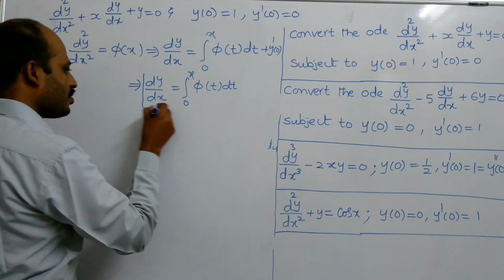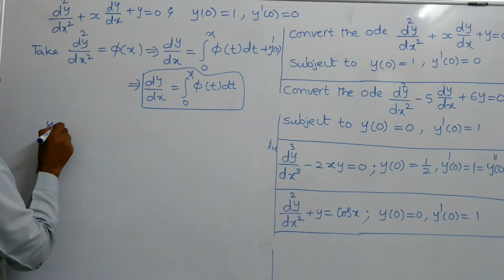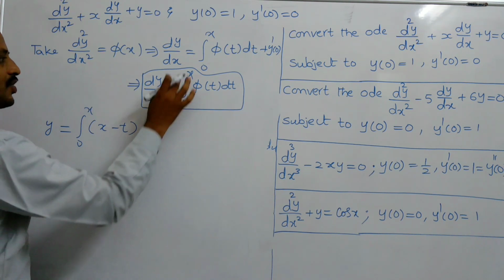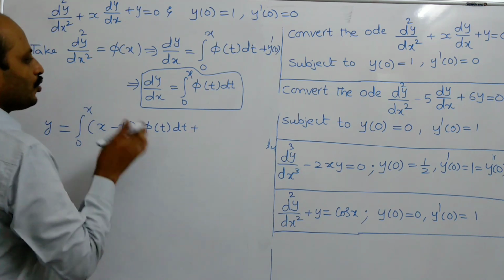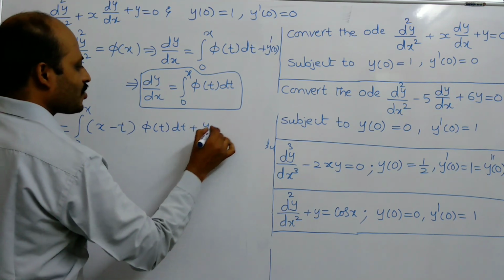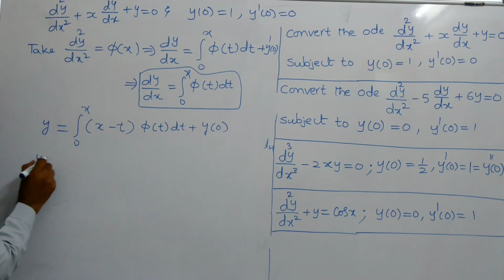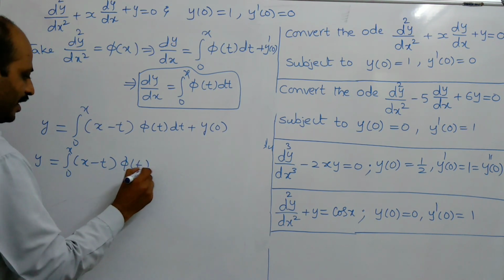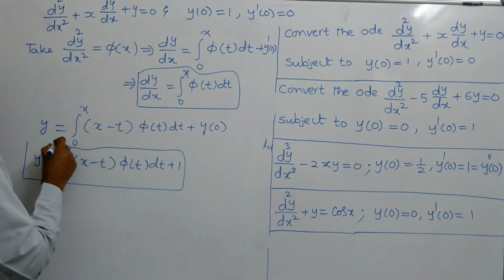Again, let us reduce this term to y. Integrating on both sides, you get y is equal to integral 0 to x of (x minus t) into pi of t dt, plus the first order derivative reduced to the variable y, so you must use the constant y of 0, that is y of 0, 1 here. So this becomes y is equal to integral 0 to x of (x minus t) pi of t dt plus 1. Now we have all the three terms.